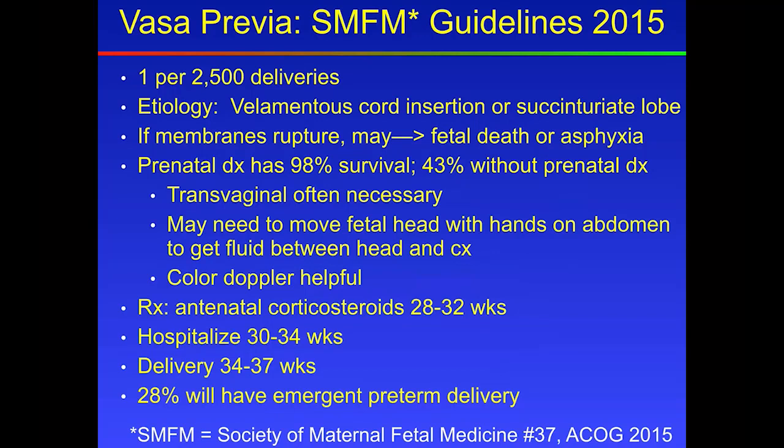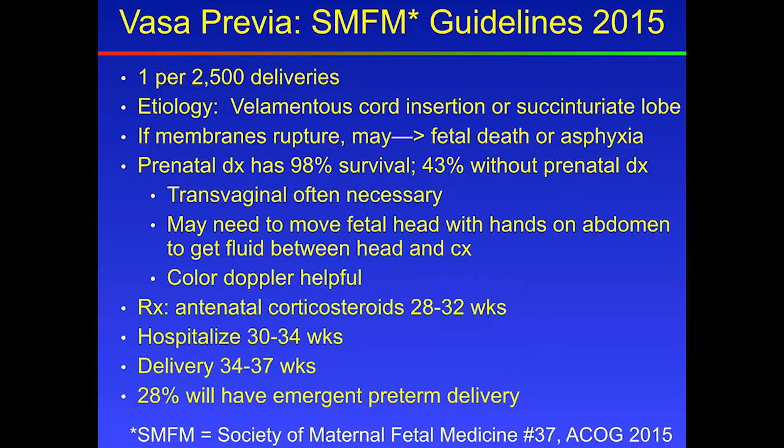If you make the diagnosis with ultrasound, then you have about a 98% survival. You do tend to need transvaginal to be able to confirm it after you suspect it on a transabdominal. And sometimes you actually have to move the head out of the pelvis with your hands in order to get fluid between the head and the cervix to see whether there's a cord down there. And color Doppler is extremely helpful. It can be done with grayscale, but much easier with color.